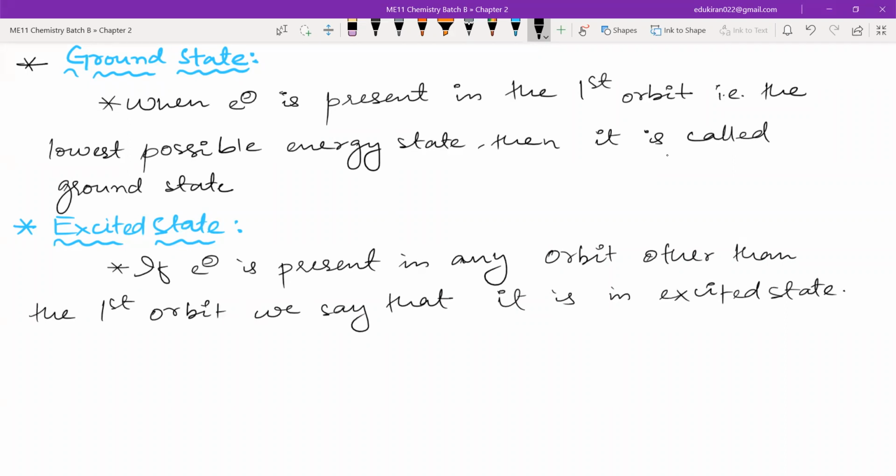Please write this down. Yes, if you are giving it energy, that means it will jump, but otherwise, if they are in excited state, usually there can be some kind of transition that can happen.